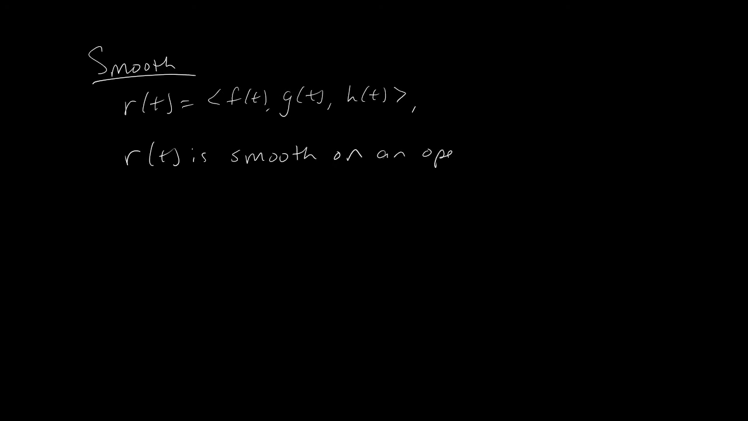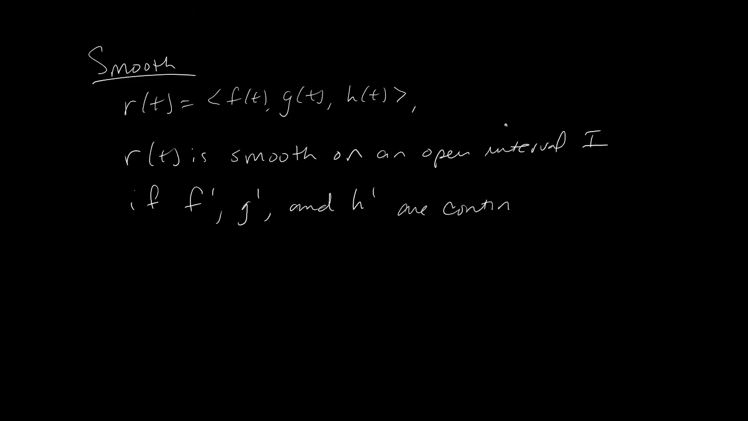Okay, so for r of t equal to f of t, g of t, h of t, r of t is smooth on an open interval I if f prime, g prime, and h prime are continuous on I, and r prime of t is not equal to 0. And that's for any t in interval I.